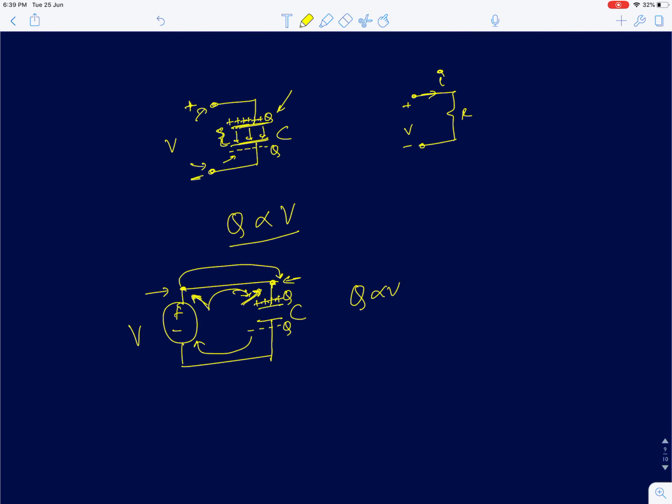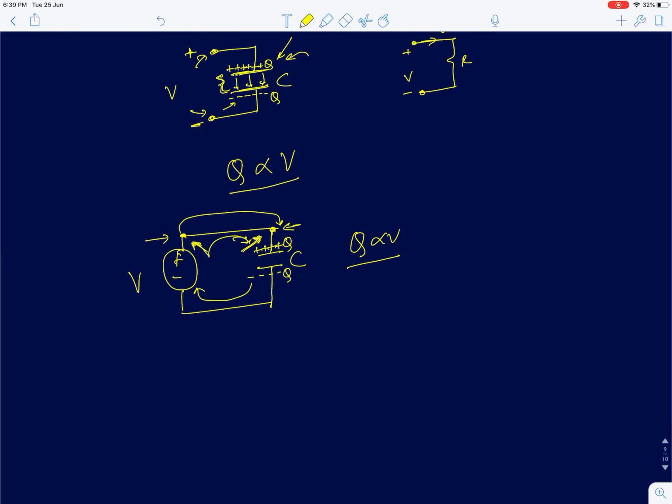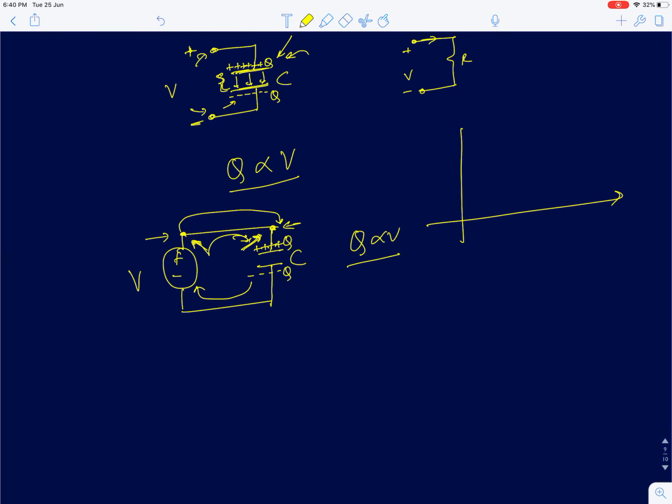So as I said, you can either deposit charge and develop a potential, or the voltage can deposit charge on the capacitive plates. In both cases the charge is proportional to the voltage. Normally for capacitors we draw the charge-voltage graph. You draw charge as a function of voltage and it's a linear graph. Since it's linear, we introduce a proportionality constant, and this term happens to be capacitance.